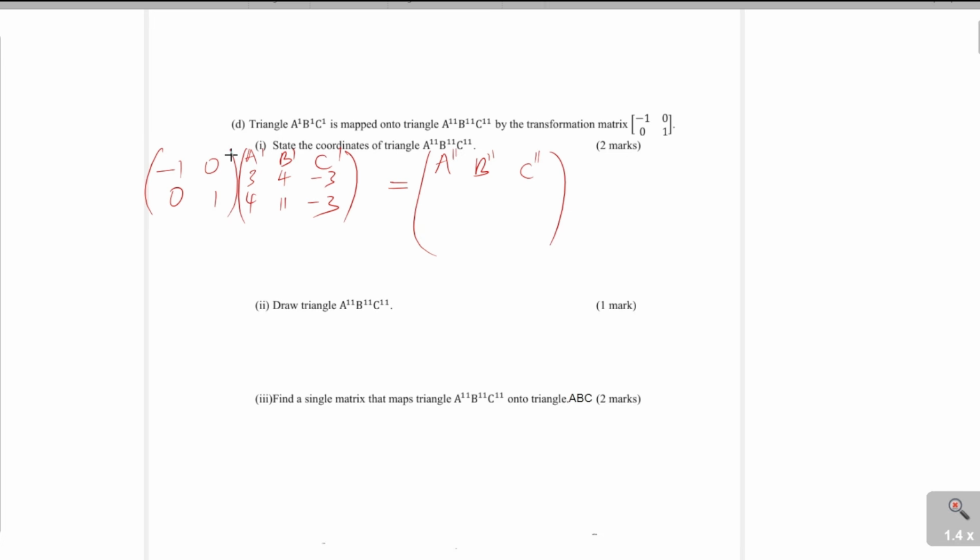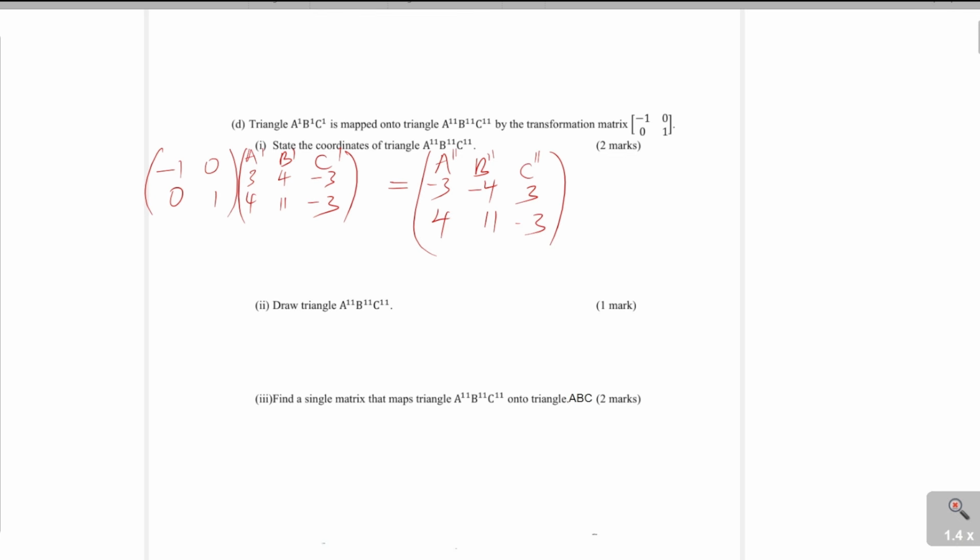So row 1, column 1. So for this one, the first row, we should have negative 3. Let me see, this is row 1. So this one should give negative 3. And then negative 4. And then this one will give 3. That is the first row. The second row, when you multiply, you'll get 4, 11, and negative 3.